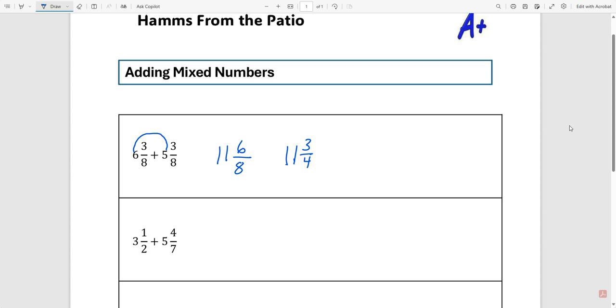Okay, and so that was a simple one again. Just simply add the whole parts and then add the numerators when the denominators are the same.